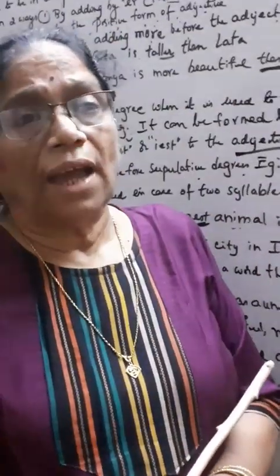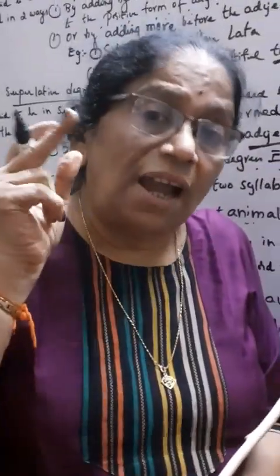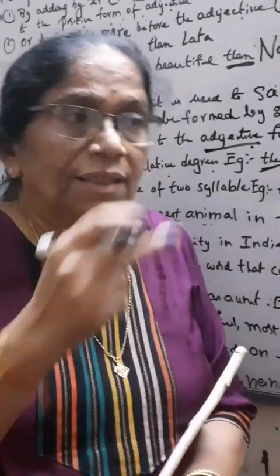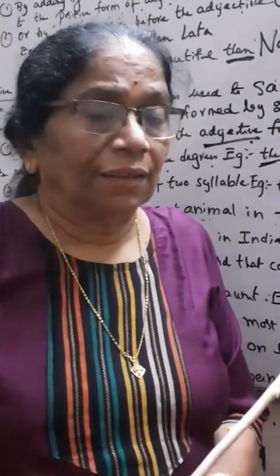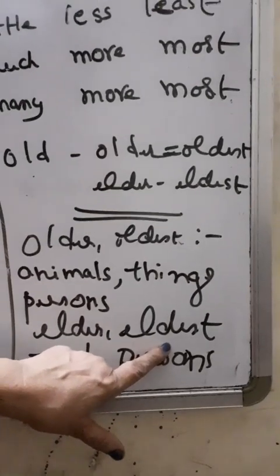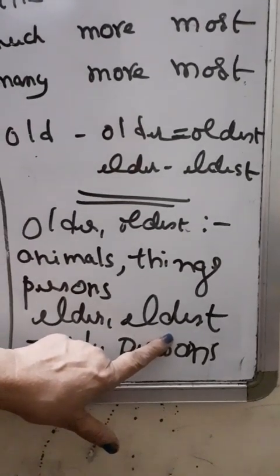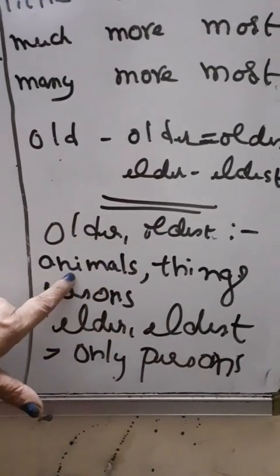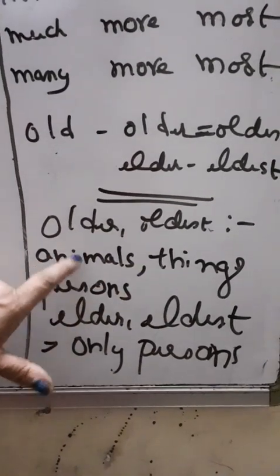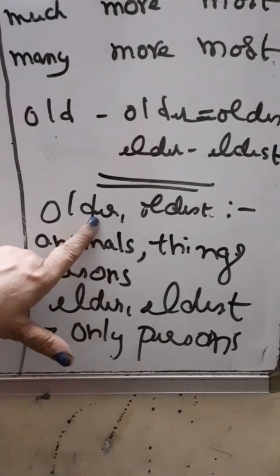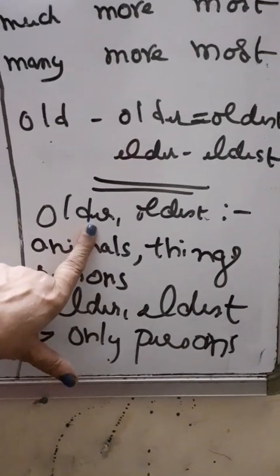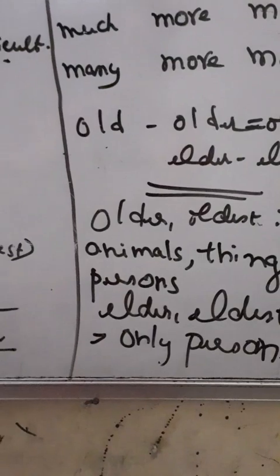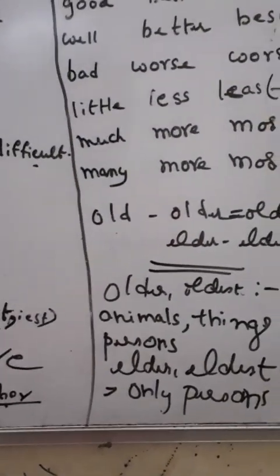She is elder than me, wrong. She is elder to me. She is my elder sister. But when we talk about eldest, Raghu is the eldest of all brothers. Older, oldest you can use for animals, things, persons. For example, she is older than me. Your house is older than my house.